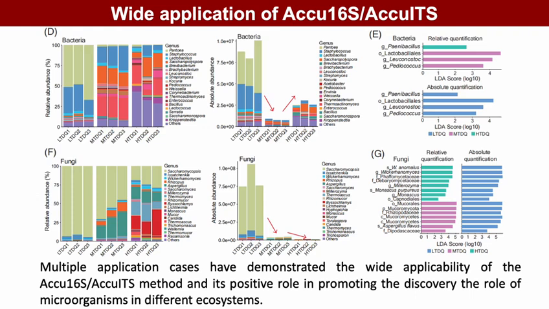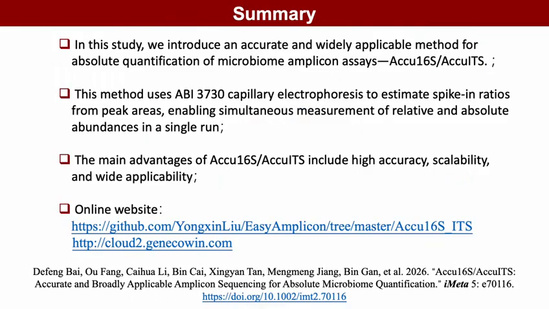In agricultural soils, Accu16S identified significant shifts in rhizosphere microbial communities under continuous potato cropping, as well as increased nitrogen-fixing and phosphate-solubilizing bacteria in 18-year decertified soils associated with Tamarix chinensis. Together, these examples highlight the robustness and wide applicability of Accu16S/AccuITS across diverse ecosystems.